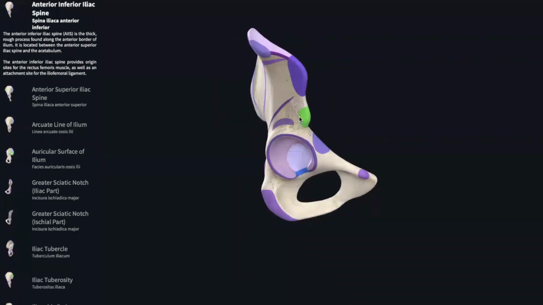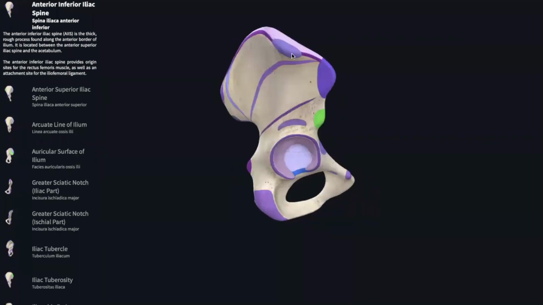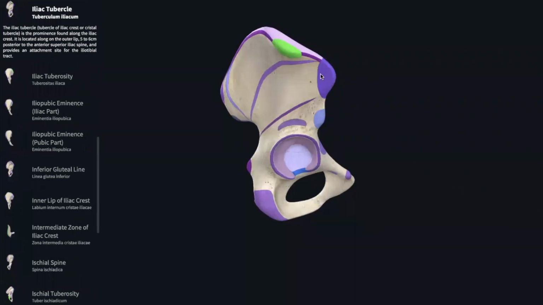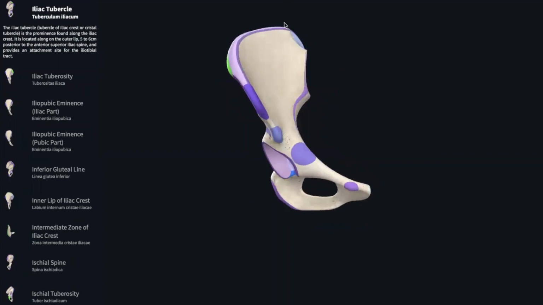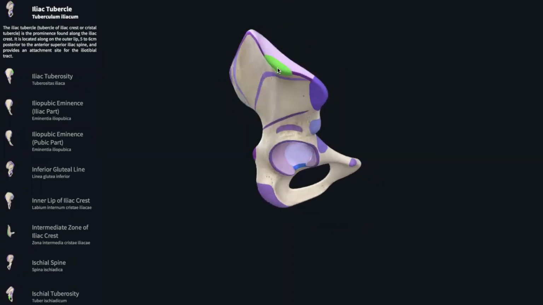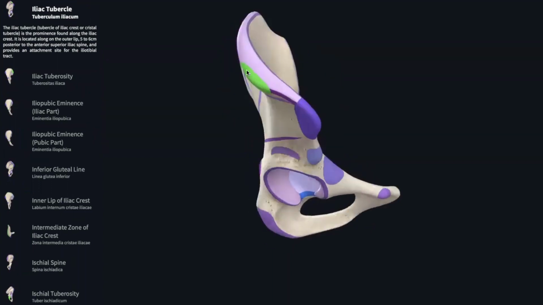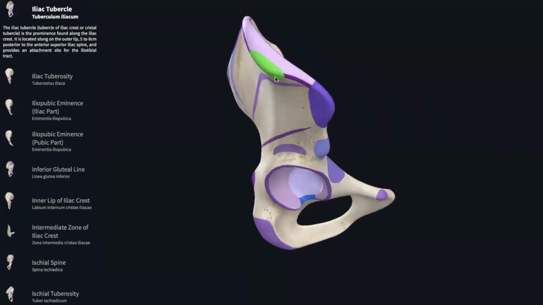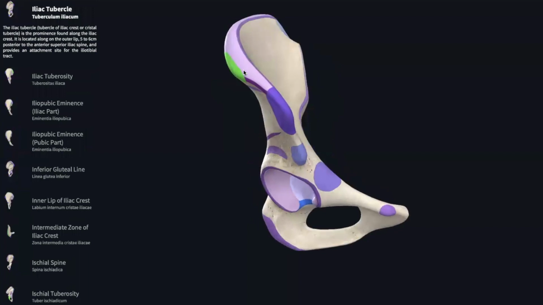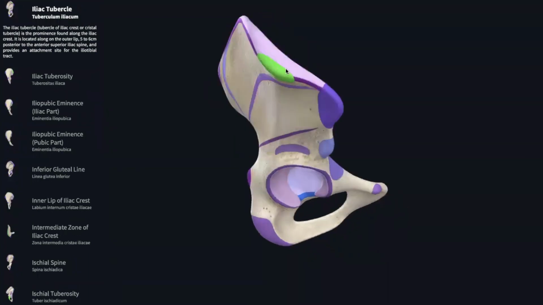And as we move up, we have one more on the anterior surface, which is the iliac tubercle. This is situated upon the iliac crest, and it's basically the bumpiest part of it over here, and I think it attaches the iliotibial tract. If you're a runner, you've probably heard of ITB syndrome, where the iliotibial tract is inflamed. That basically attaches here.